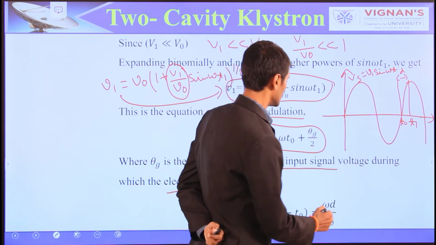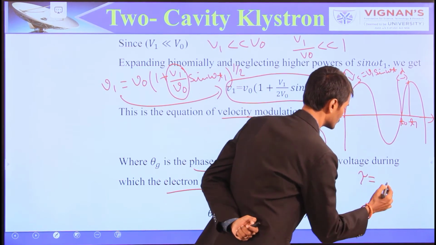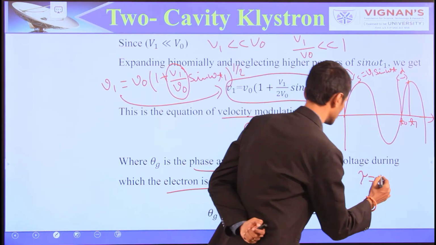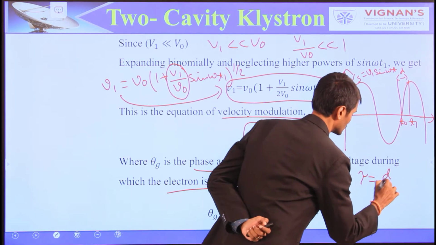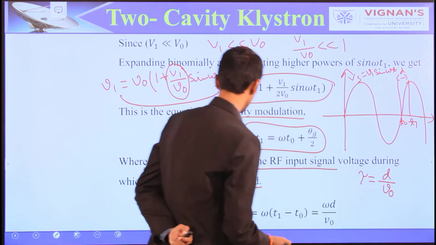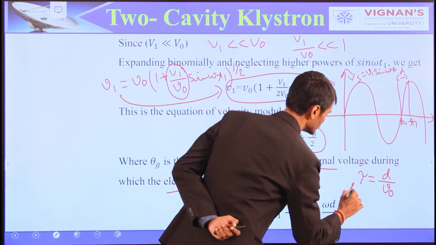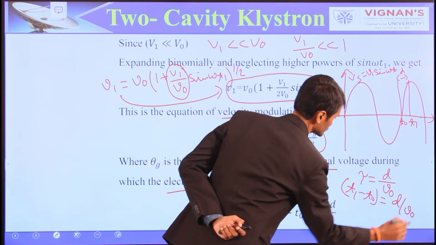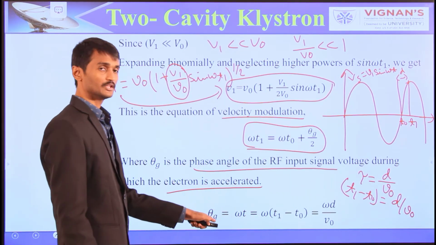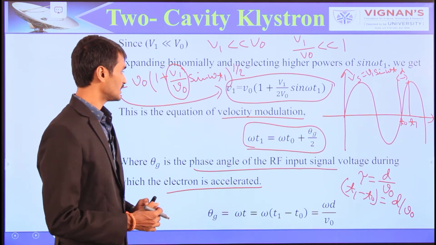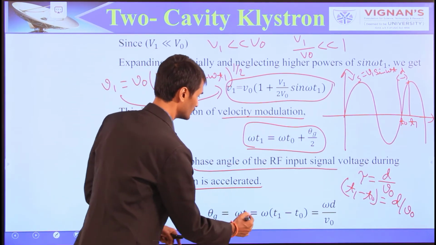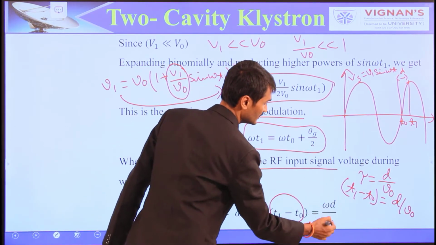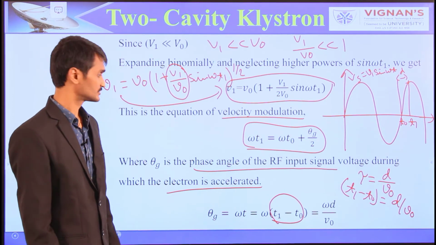So from this, the transit time tau is equal to distance by velocity. That time is t1 minus t0, that is d by v0. Here we know that theta g is the phase angle of the RF input signal voltage, that is theta g equals omega t. So here t is equal to t1 minus t0, which is d by v0, so theta g is omega d by v0.